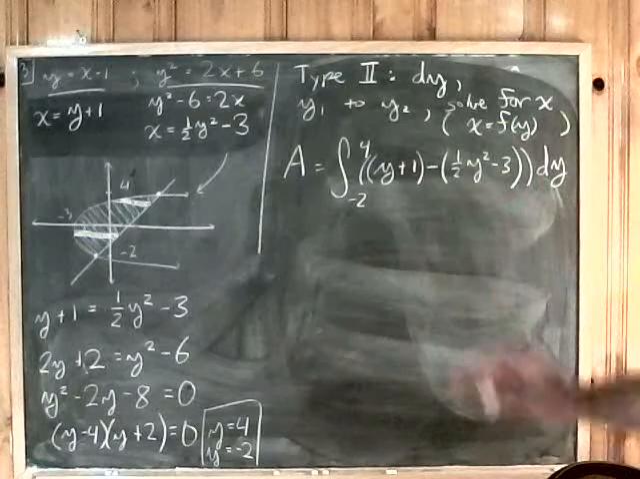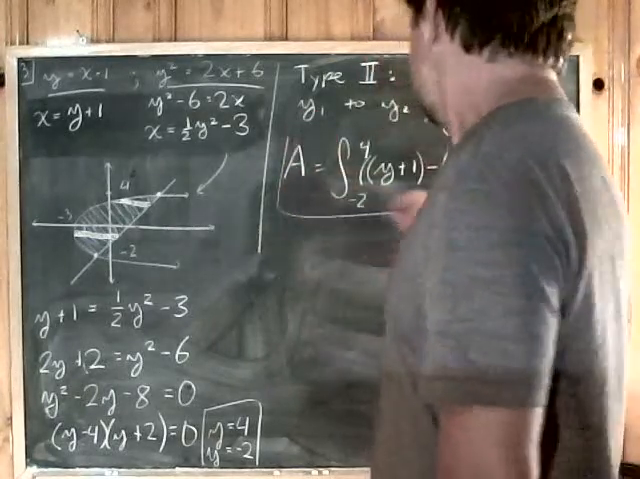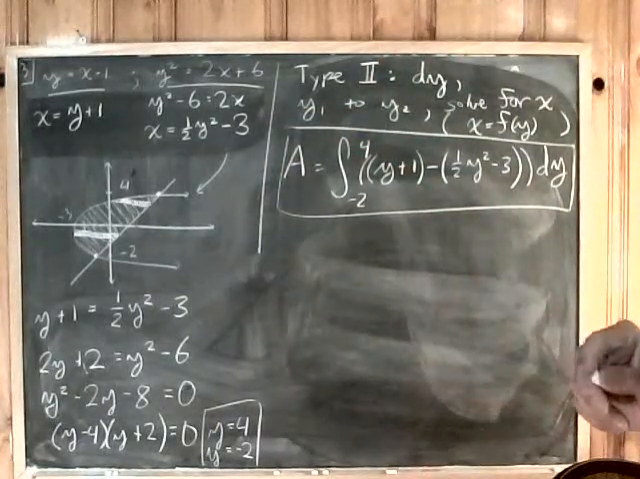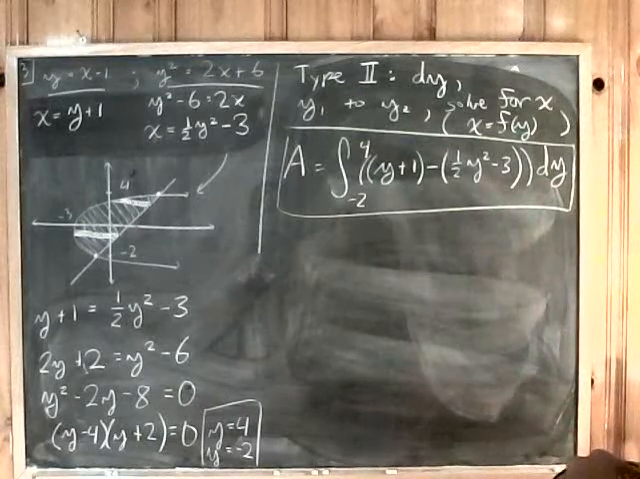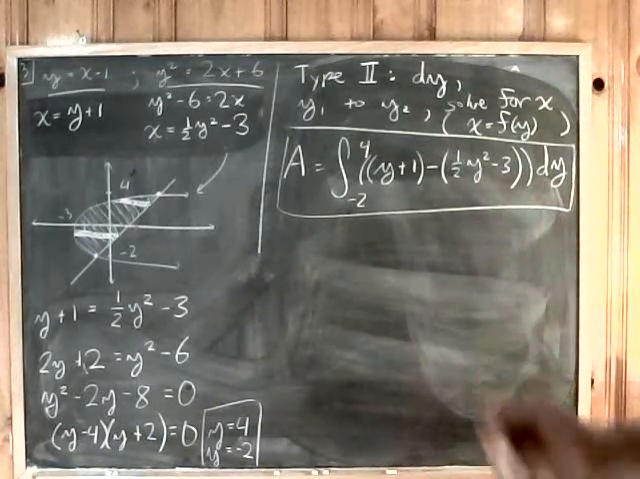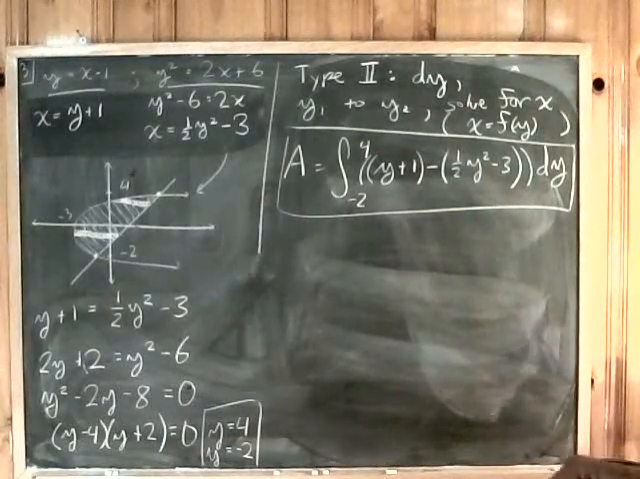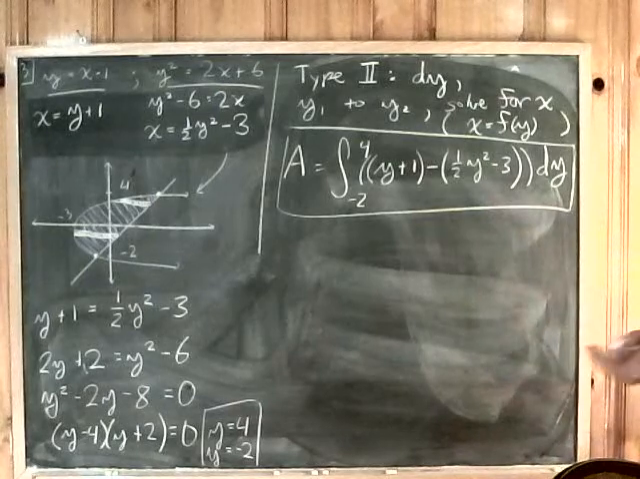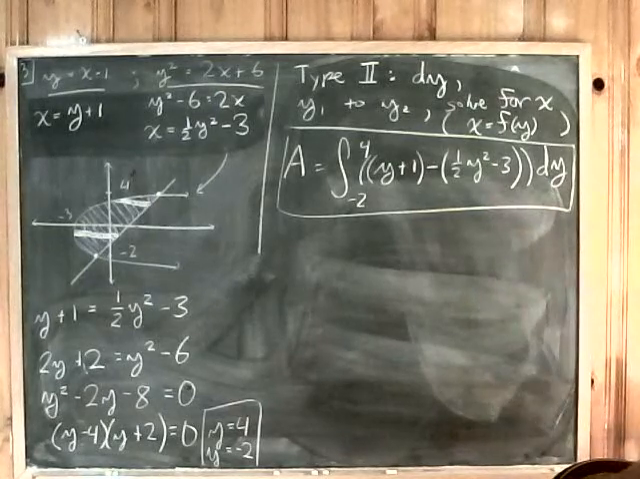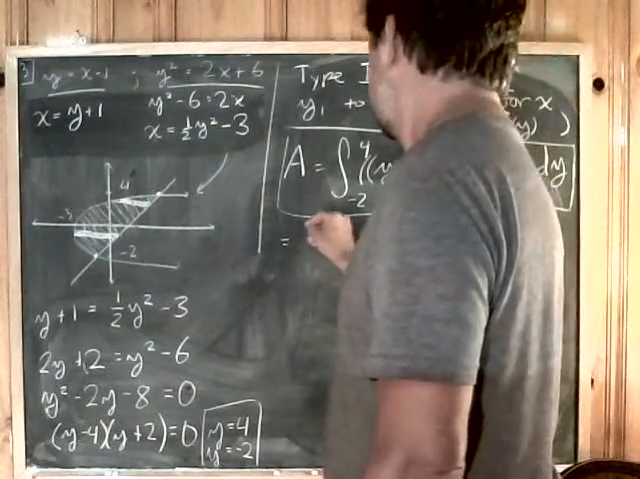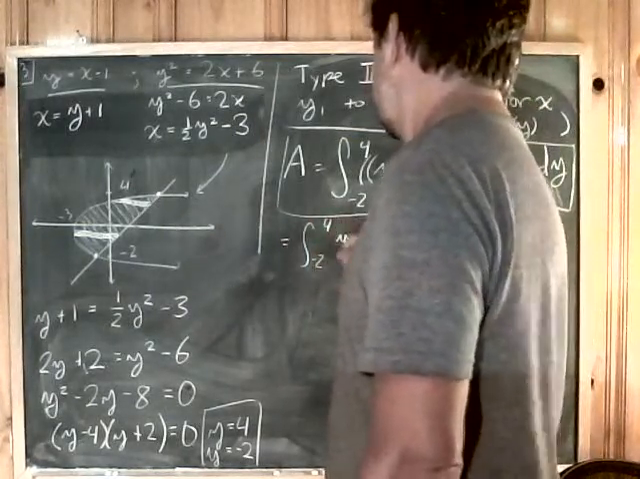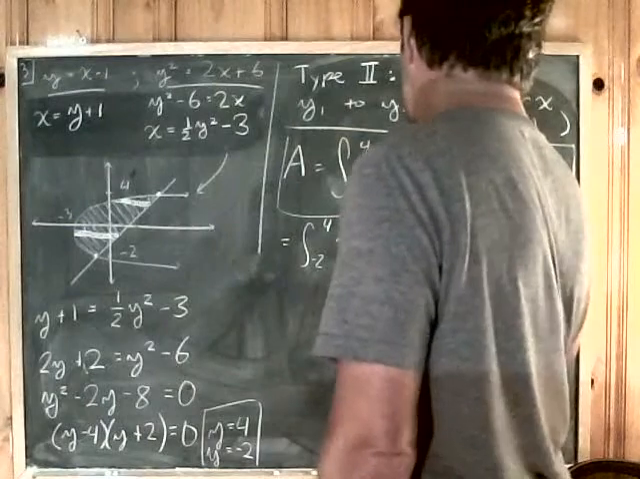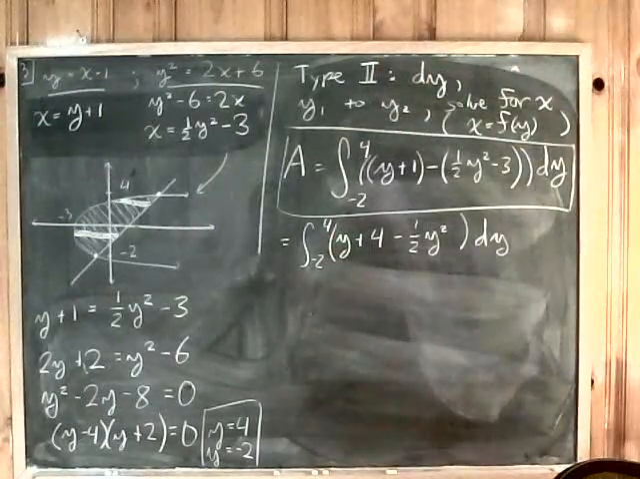A lot of times on these problems, I'll say, just give me the setup, don't work it out, and you'd be finished right there. All the pieces of that are worth a little bit of the points. And if you want to actually find the value, now you just have to simplify and anti-differentiate. We've got y plus 1 minus half y squared, and then minus minus 3, so it'll turn into plus 4. So y plus 4 minus half y squared.